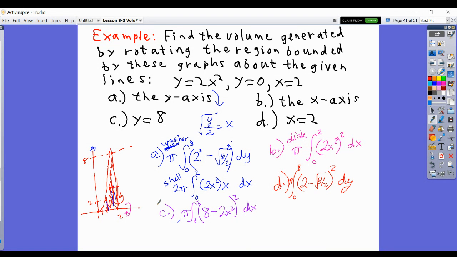There we go. Or I could do the shell method and use these heights and spin them around and make cylinders. And so these heights are 2x squared, because that's the equation of this. But I don't want to spin this part, I want to spin this part. So it'd be 2 minus x, because the x needs to start from here and go this way. 2 minus x, and I want to integrate that dx from 0 to 2. And this is 2 pi rh. So I believe that would be the shell method for this problem.